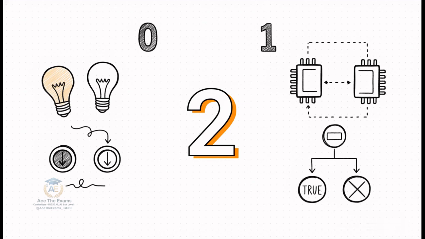Binary is a base 2 system. It relies entirely on just 2 states, 0 and 1, true or false, on or off. The entire digital world is built on this binary simplicity. If you keep this base 2 rule in mind, even the most complex exam questions suddenly become way easier to manage, because everything ultimately just reduces down to this pair of digits.